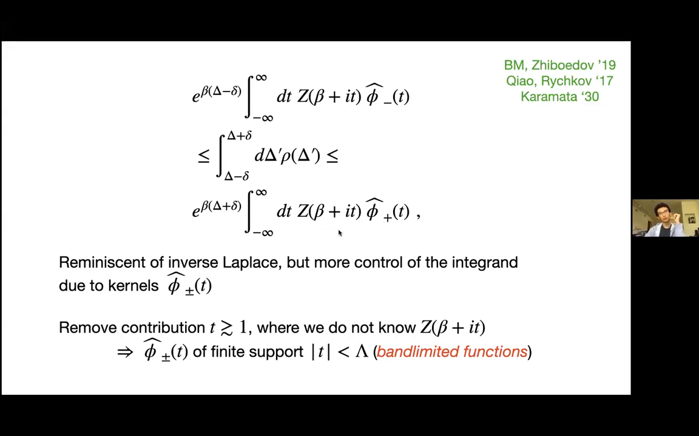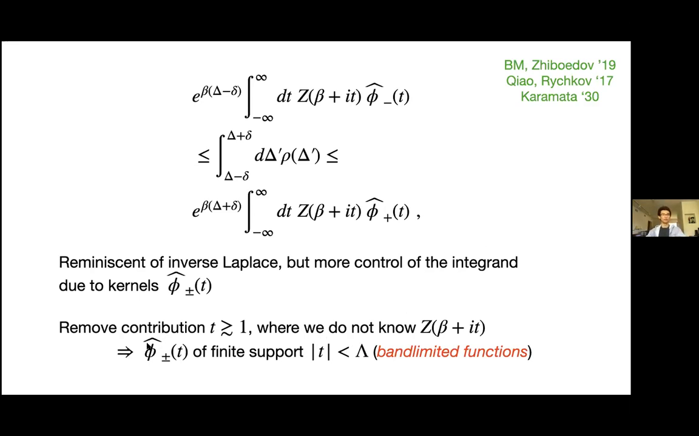In particular, we saw before that there was a troubling region: when t is sufficiently large, the approximation by the vacuum is not valid and we lose control. Because of that, we can just choose these phi hats to have finite supports, supports of t smaller than some parameter, which I will call lambda. This will cut off the region where we do not know what's happening.